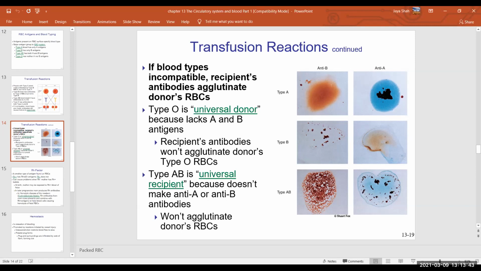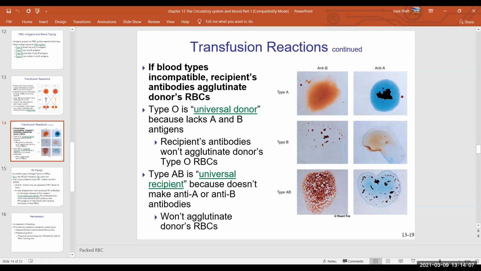Yes, you can, but the problem will not be the recipient's antibodies. The recipient AB has no antibodies, but the donor's blood will have antibodies, and a large amount of the donor's antibodies will bind with recipient antigens and clump the blood.